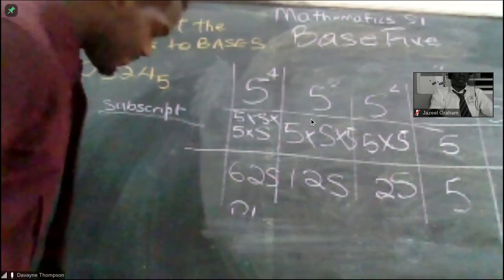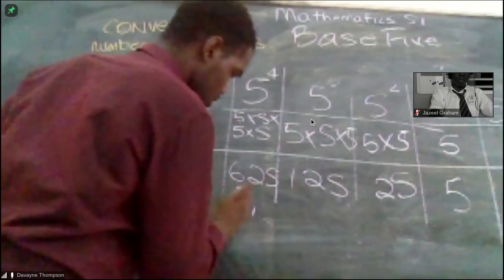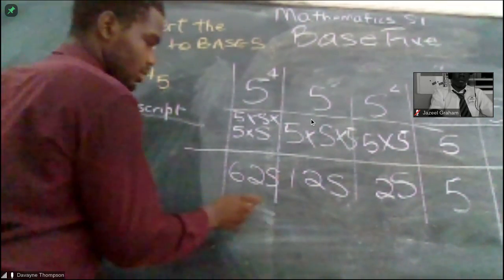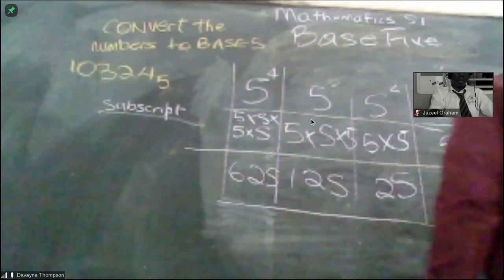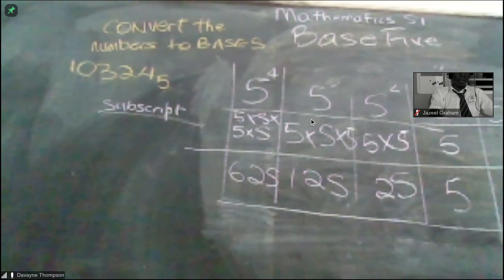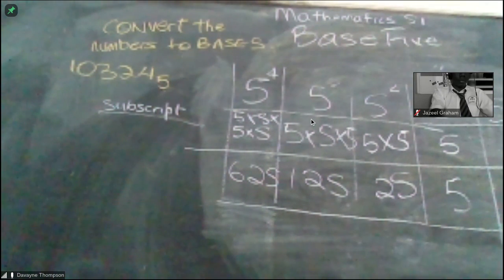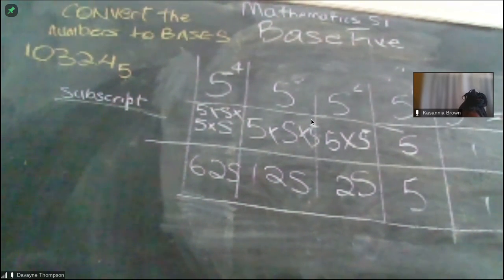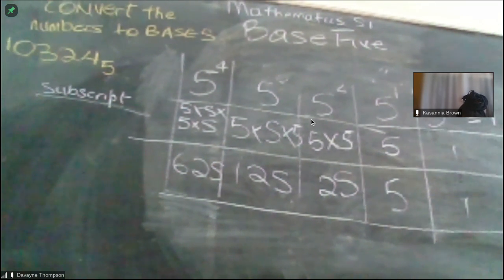Alright, so let me draw an extra row on my diagram. Alright? Now, Cassandra, can you hear me? Here's our value. Our value is 10324. And our table is as shown here.